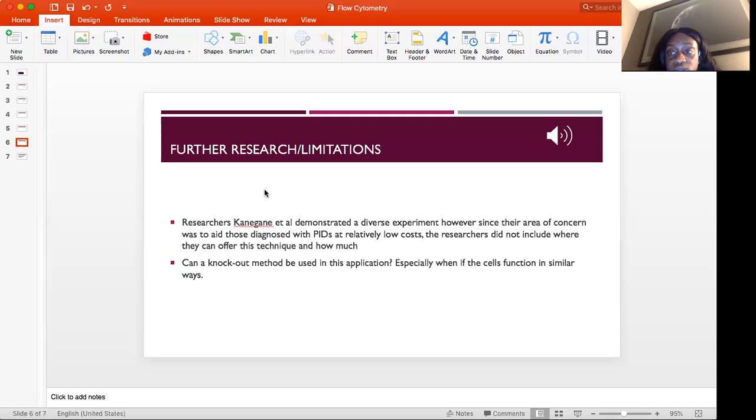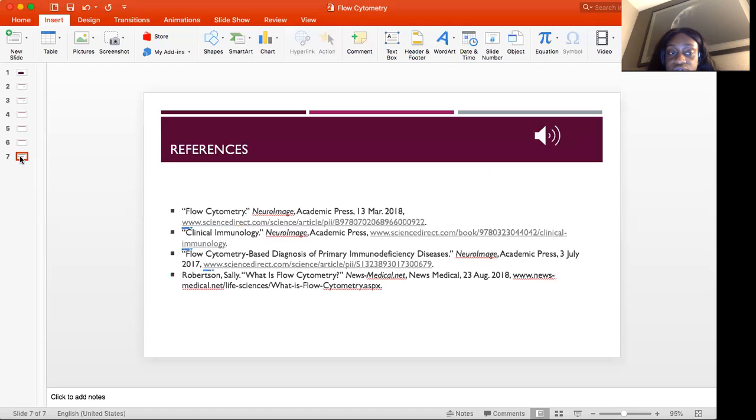One question I would like to look at myself is whether a knockout method can be used in this application. There are some cells, and there can be mutations that cause the cells to either act the same way as a healthy cell, or be an affected cell but not phenotypically look like an affected cell. So possibly looking at whether a knockout method can be used in flow cytometry.